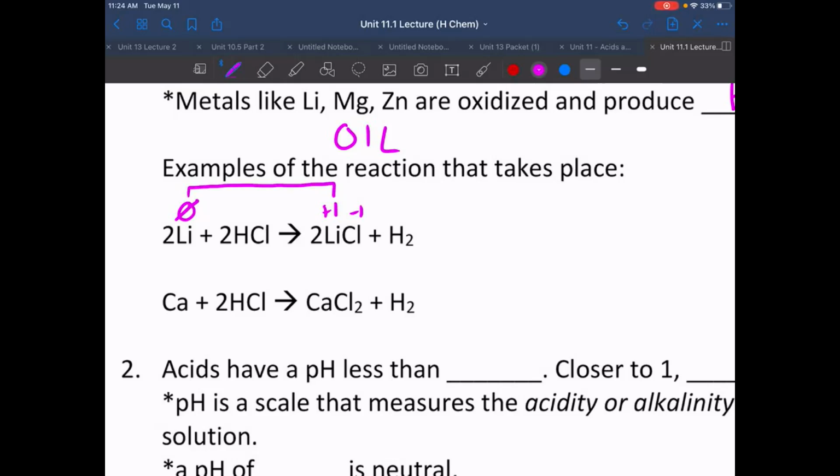Same thing for the one below, except calcium goes from 0 to what charge? +2, exactly, because there's 2 chlorines there, both with the -1 charge. So in order to be neutral, it has to be +2. So this is just showing how the acid oxidizes the metals.